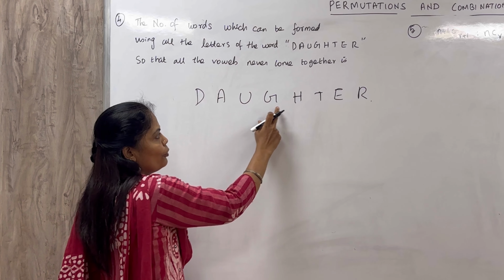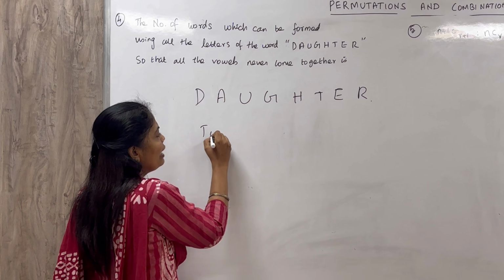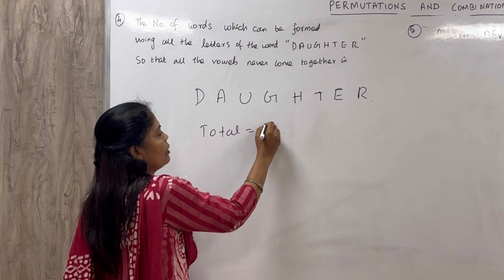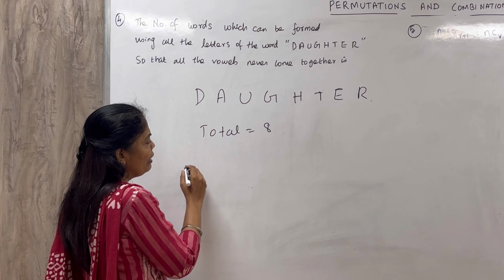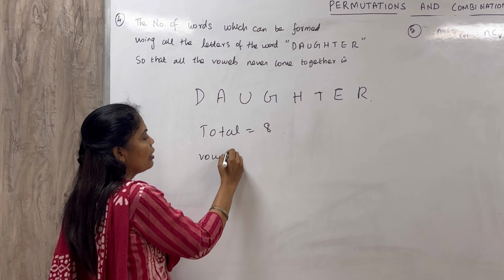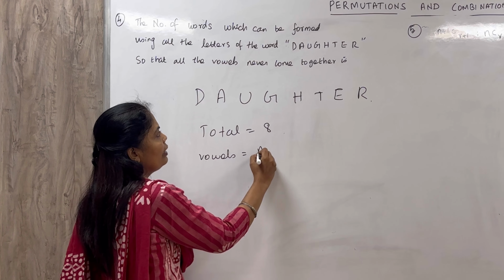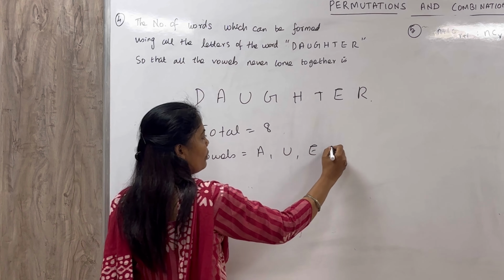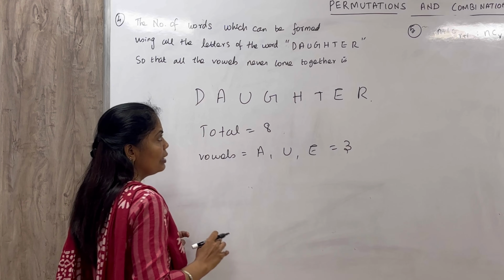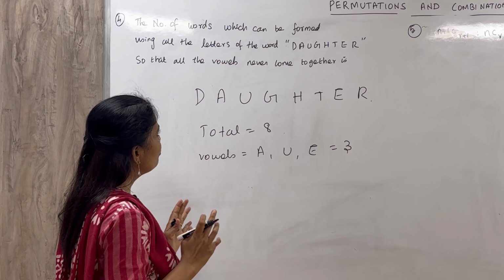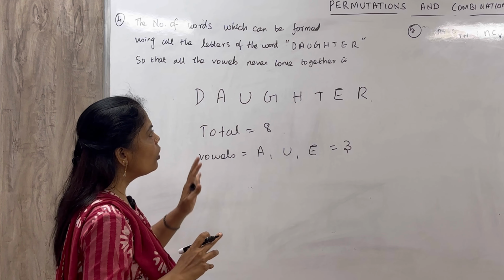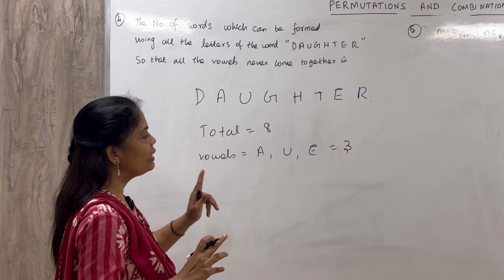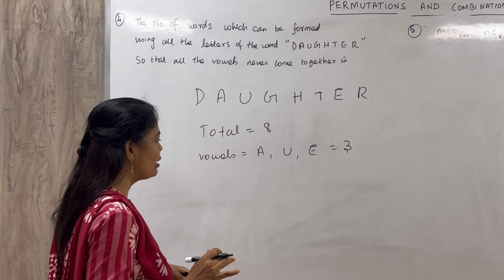1, 2, 3, 4, 5, 6, 7, 8. So total letters are 8. Okay, in that, how many vowels are there? Count all the vowels: A, U, E. There are 3 vowels. Okay, so our question is the number of words which can be formed using all the letters of the word, but the only condition is the vowels never come together.